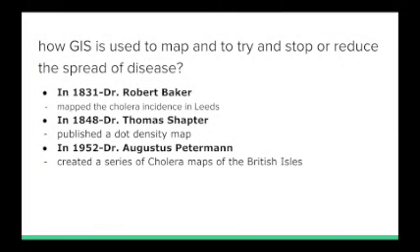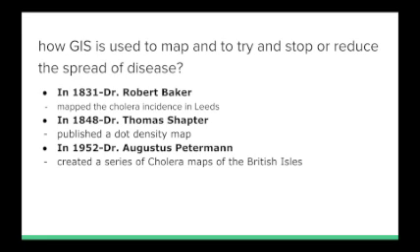Many earlier examples of medical cartography focus on the English cholera epidemic, which began in 1831 and spanned several decades. Dr. Robert Baker mapped the cholera incidence in Leeds, England during the first wave of the epidemic, and used maps to identify higher incidence rates among the more densely populated parts of the city and among areas that lack proper sanitation.